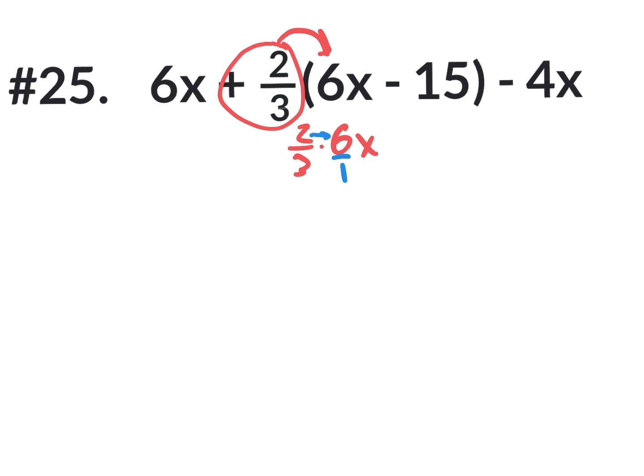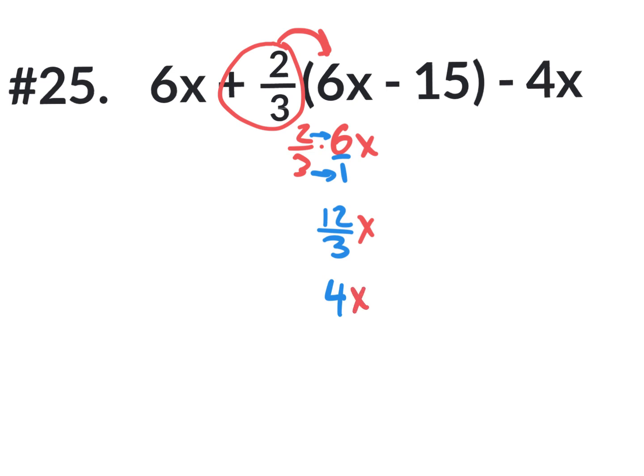2 times 6 is 12. 3 times 1 is 3. And of course, we have the x right there. And 12 divided by 3, right here in blue, 12 divided by 3 is 4. Okay, so we reduced, technically you could say you reduced by 3, you end up with a 4 over 1, which is just 4. Okay, so that is a 4 with an x, of course.